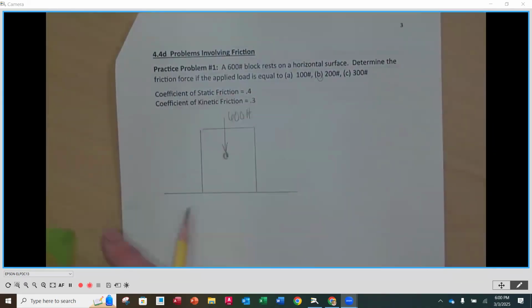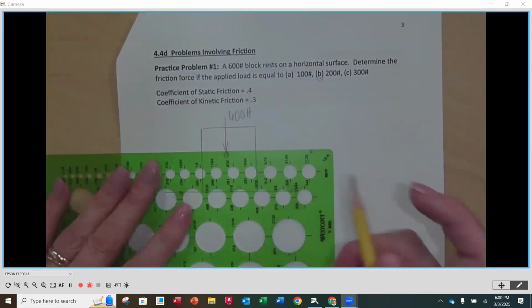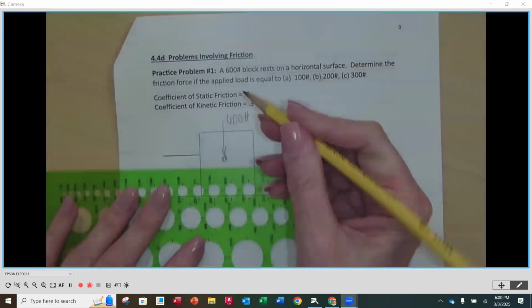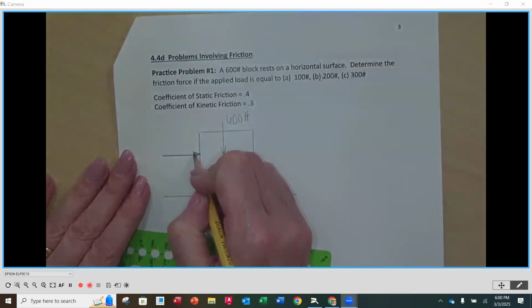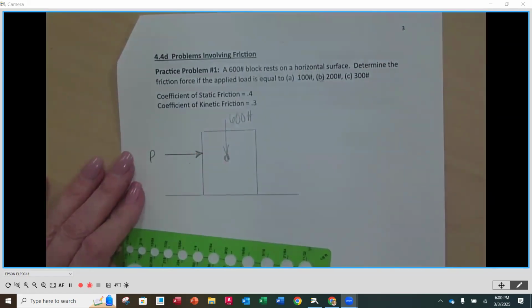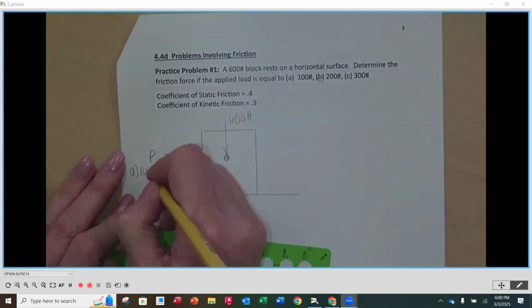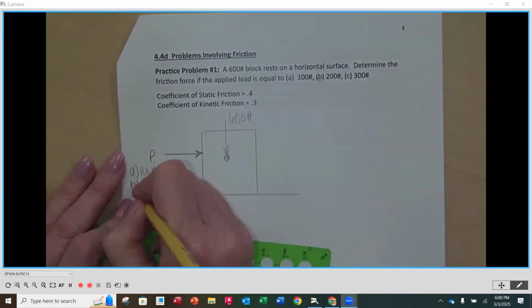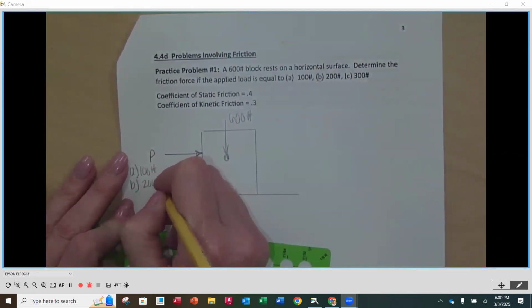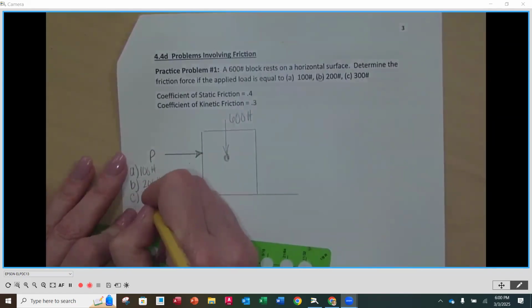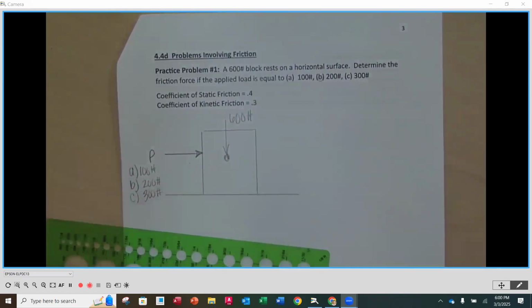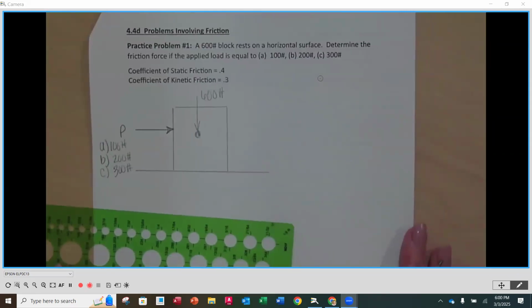And then we also know that an applied load is going to be a pushing force. We'll call this P. And that's going to change. Part A says 100 pounds, part B says 200 pounds, and part C says 300 pounds. So we want to determine what the friction force is for each one of those pushing forces.